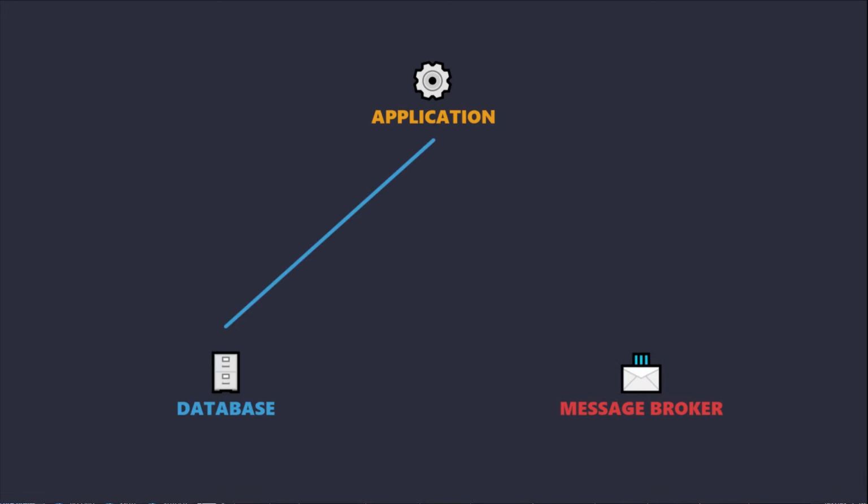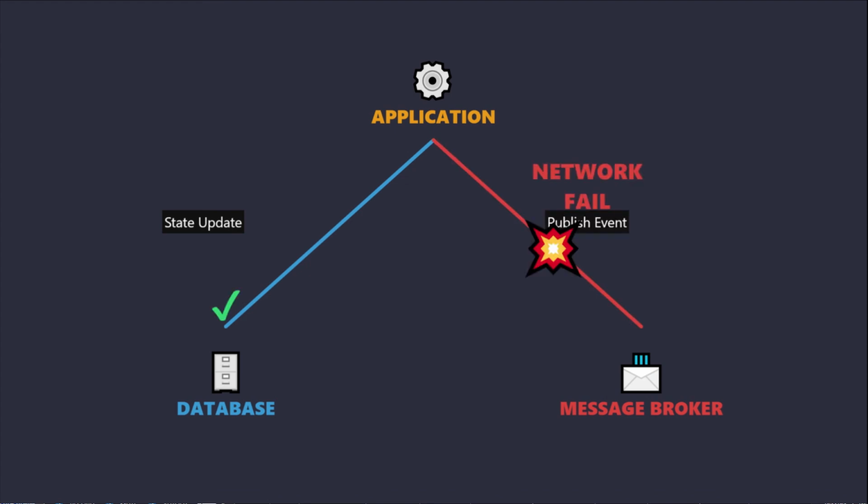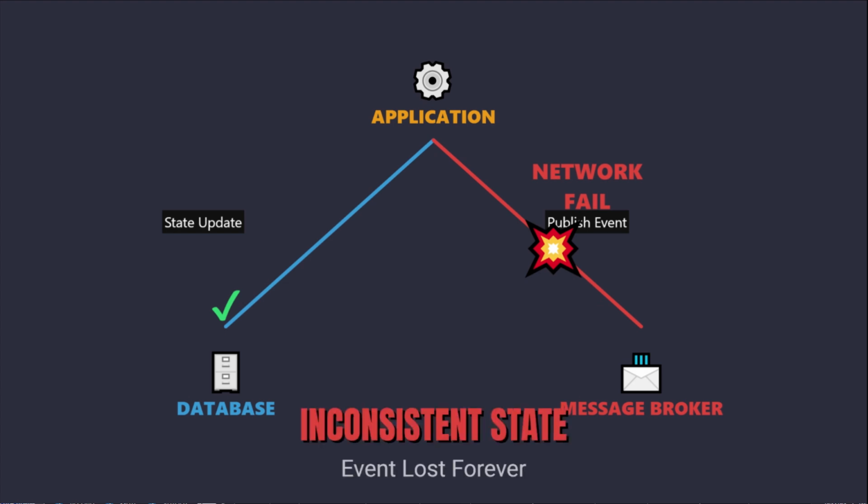When updating state and publishing an event, two separate systems are involved, the database and the message broker. If the database commit succeeds but the network fails before the publish call, the event is lost forever. This violates transactional integrity, leading to inconsistent microservice states across your system boundary.